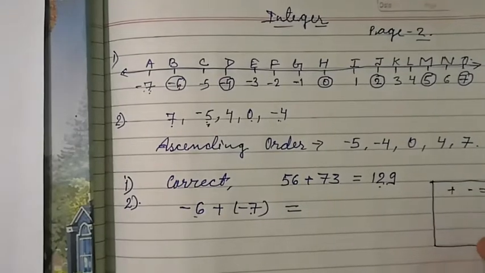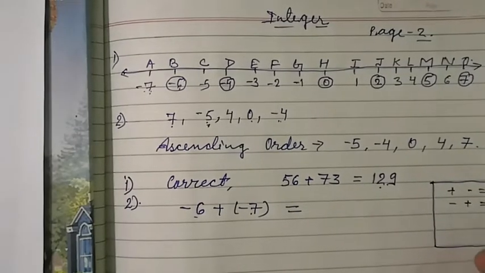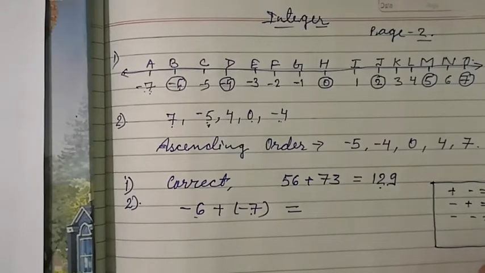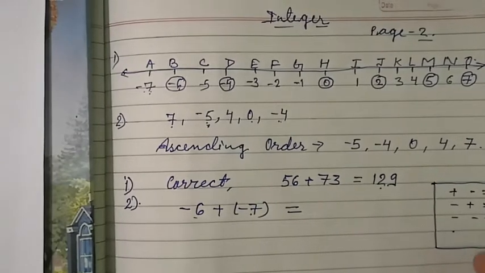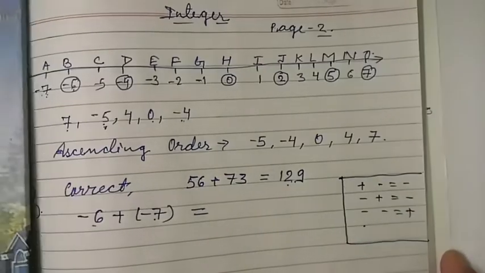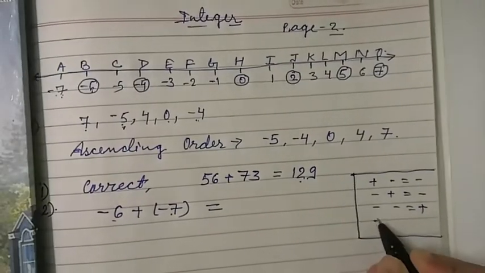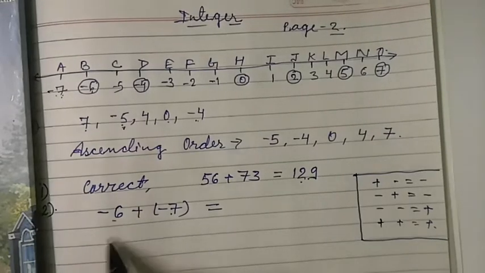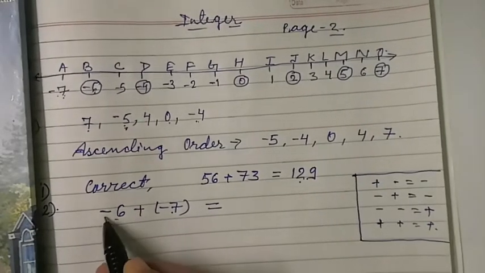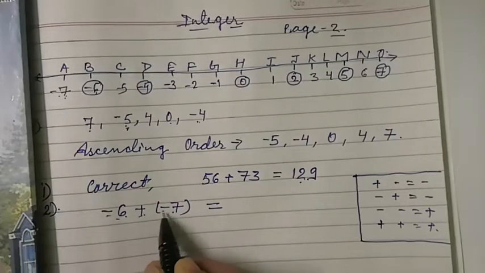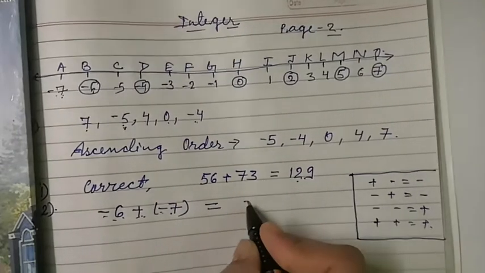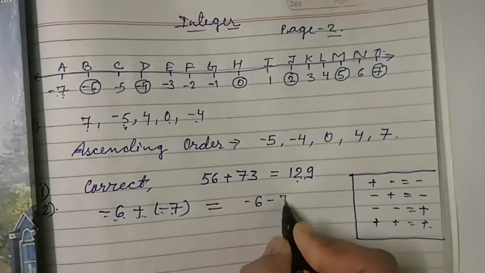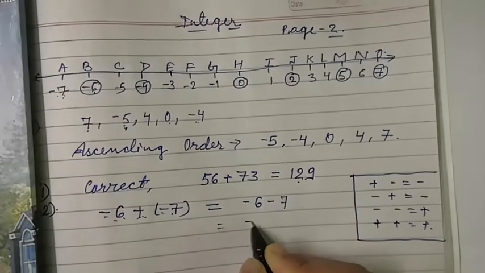Plus minus will be minus, minus plus will be minus, minus minus will be plus, and plus plus will be plus. So with the help of this rule box, we solve this one. Minus 6 plus minus will be minus. So minus 6 and minus 7, minus 13 we get.